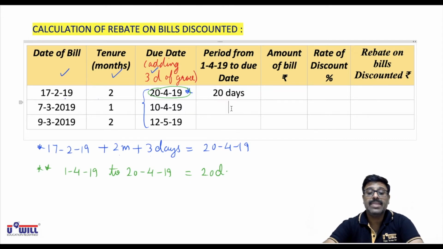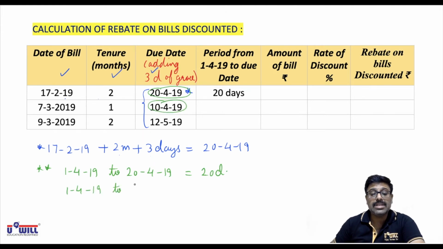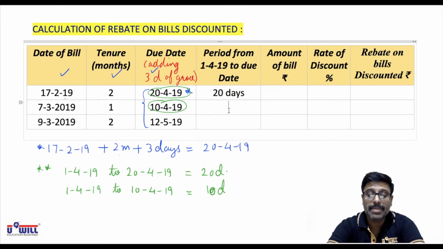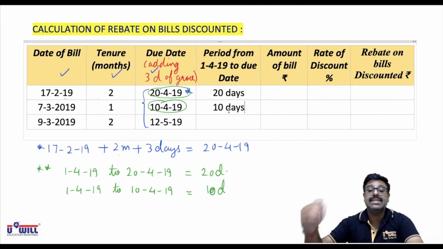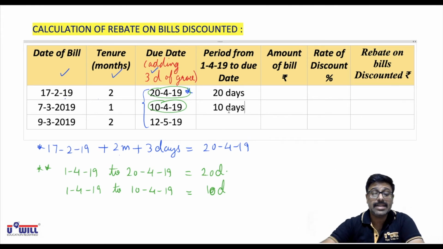Now, in the same way, 1st April 2019 to 10th April 2019. The second due date is 10th April. So 1st April 2019 to 10th April 2019 is a period of 10 days. For the second bill, the period which belongs to next year is 10 days of next year. We have received the income of 10 days of next year in advance.